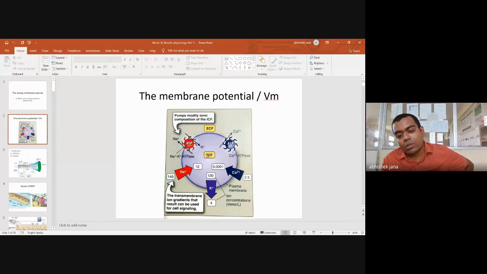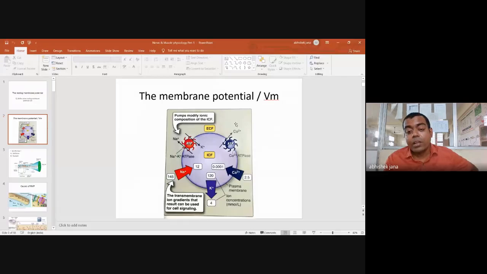So if you place two electrodes, one inside and one outside of the cell surface, you can record some sort of voltage difference. That is actually called the membrane potential. Am I clear to all of you? The cations and anions inside of the cells and the cations and anions outside of the cell membrane will not be the same; they will be different.